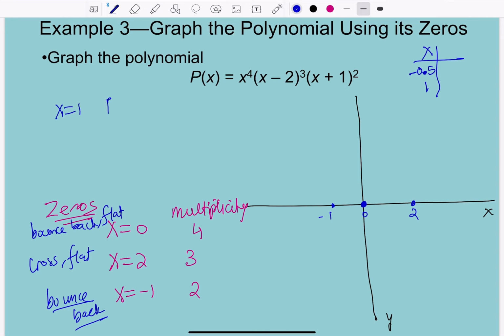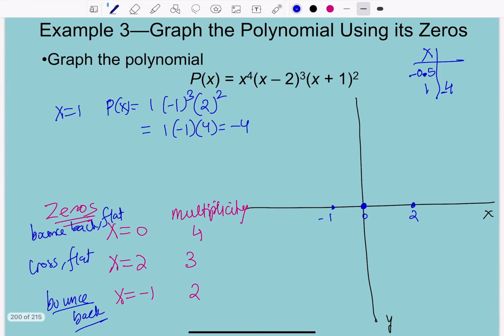P of x equals 1 times 1 minus 2, which is negative 1, to the third power. 1 plus 1 is 2 to the second power. y would be negative 4 when x is 1. When x is 1, y would be negative 4. So I'm just going to mark it about here.